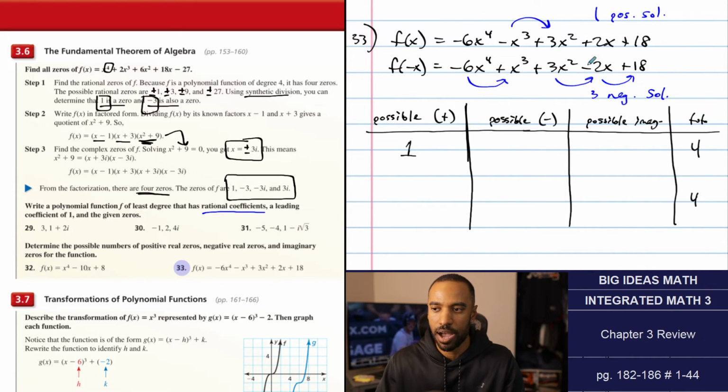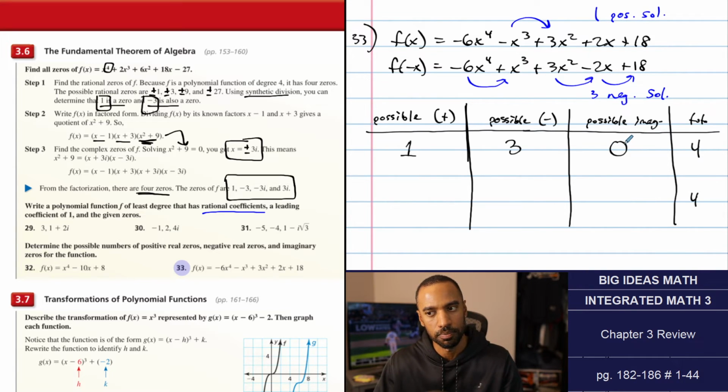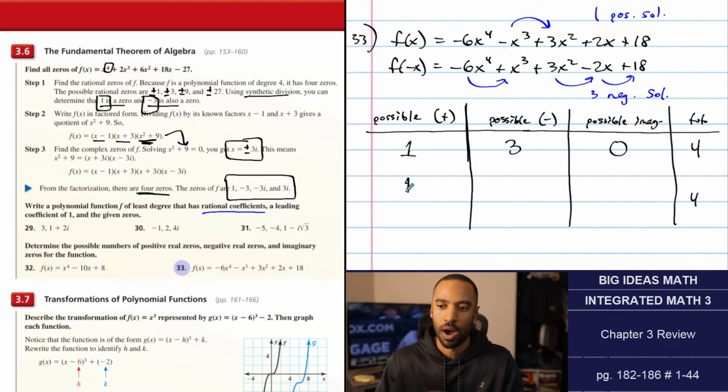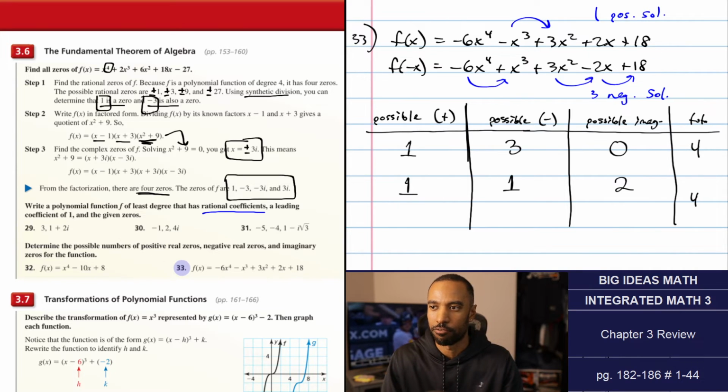So you can have 1 positive solution with 3 negative solutions. If you have 3 negative solutions, 1 plus 3 is already 4. That would mean 0 imaginary solutions. You can also have 1 positive solution with apparently 1 negative solution. That leaves us with a conjugate pair of 2 right there, and then we have 4 total.